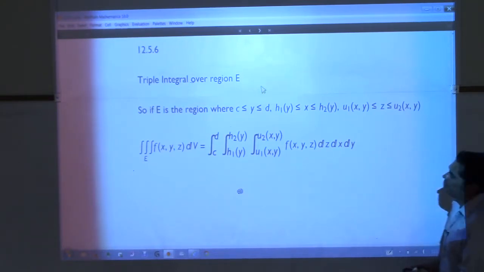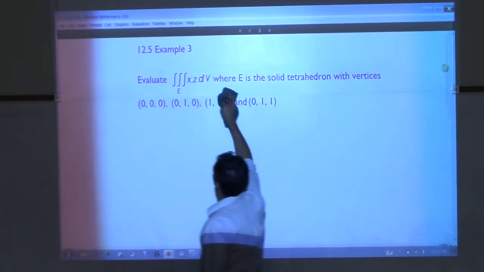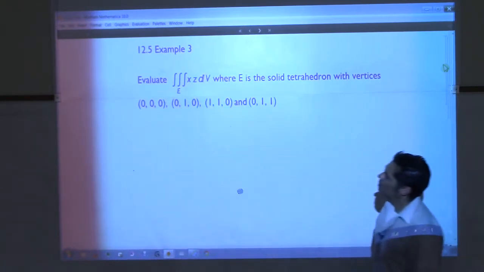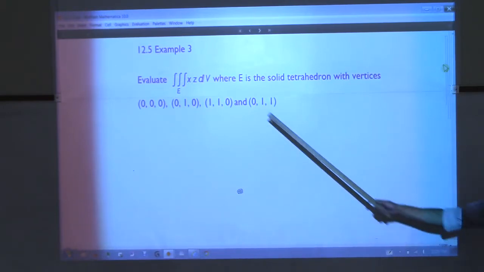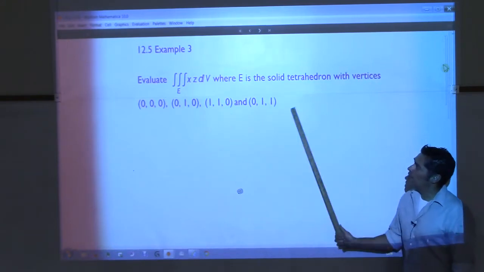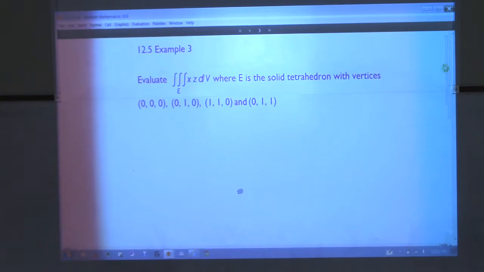All right. I don't think I have an example for this. This is an example, but it's not an example of what I just showed you. This is just to get you to think a little bit. Evaluate this triple integral. What's the function of x, y, z that we're integrating? xz. We're going to integrate that function. The points we're plugging in live in this solid tetrahedron with these vertices.